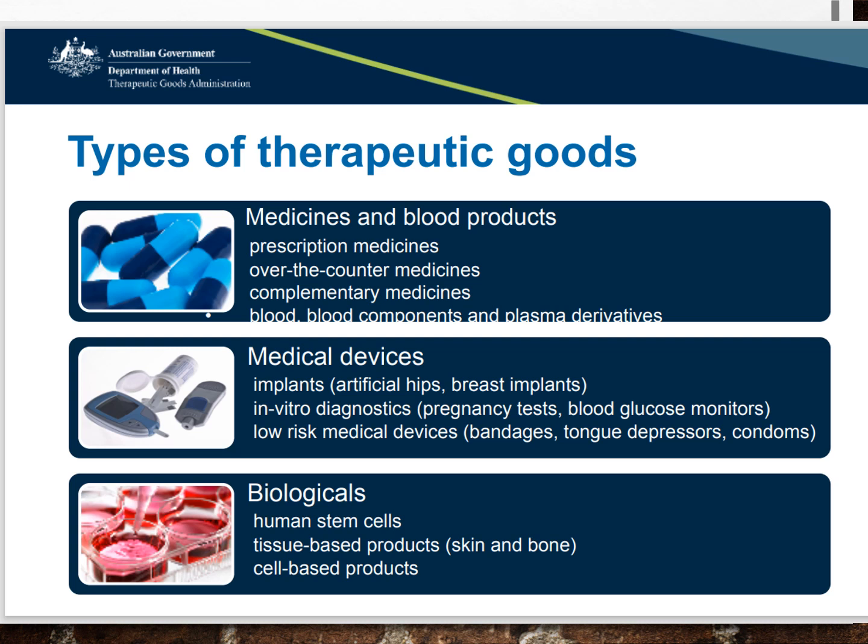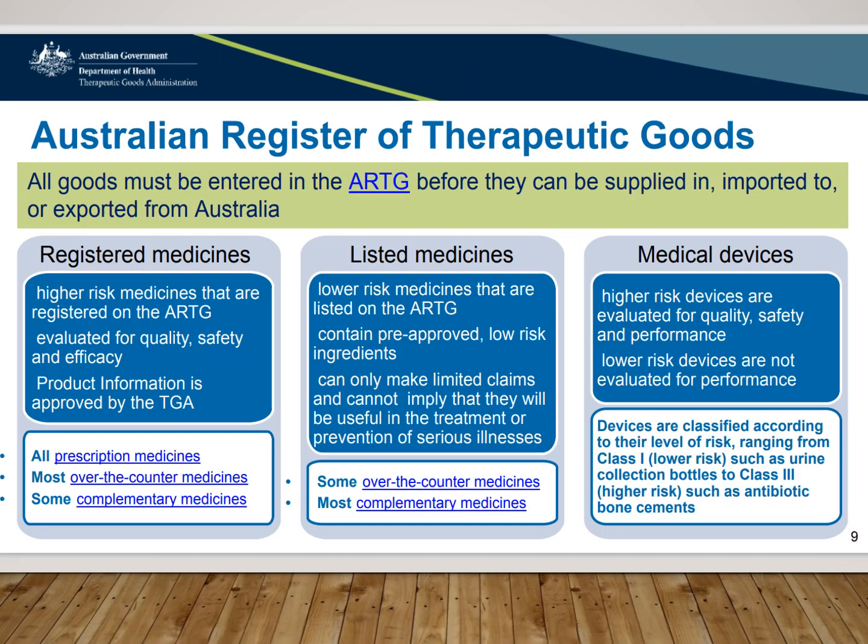Types of therapeutic goods: medicine and blood products, prescription medicine, over-the-counter medicine, complementary medicine, blood components and plasma derivatives, medical devices, implants, in vitro diagnostics, low-risk medical devices, biologicals, human stem cell, tissue-based products, cell-based products.